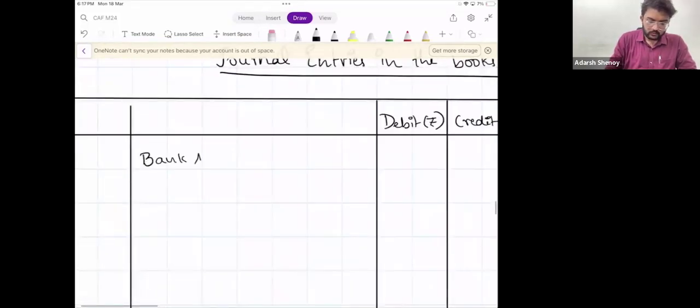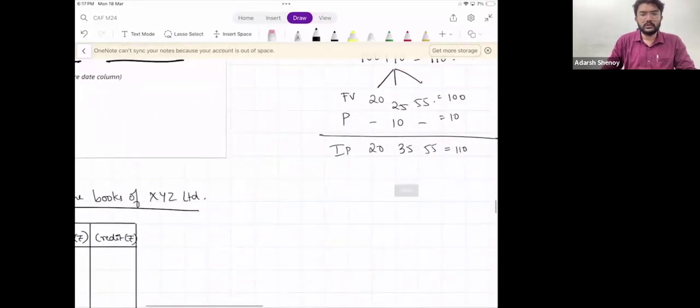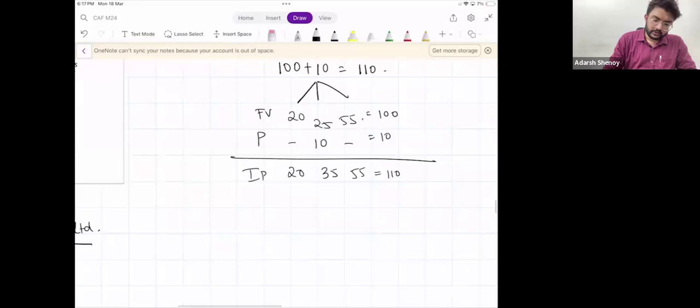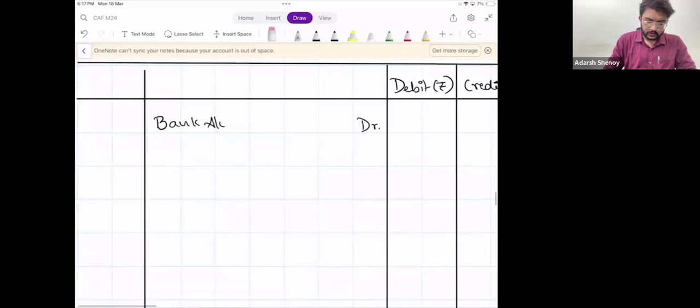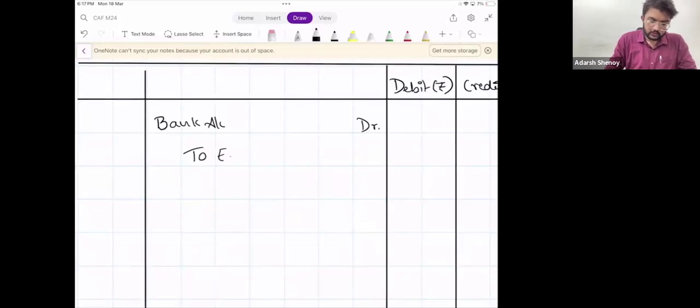We are not going to account for the call stage, because the call is made after 31st March. We have to do only till March. We only need to do the rights issue entry till the allotment stage. So bank account debit to equity share application account. Right shares are equity shares, right?